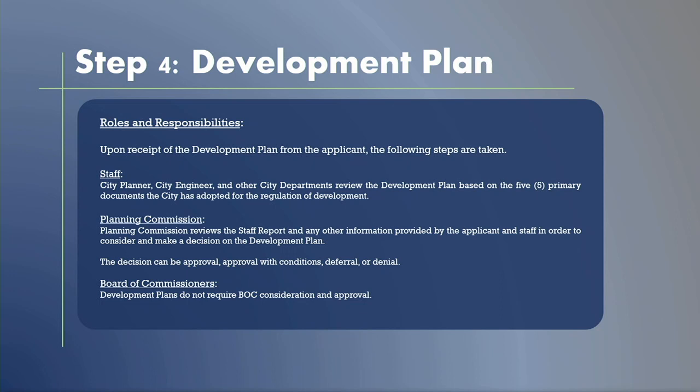We have a list of 10 items that determine if it's minor or major? That's correct. Where are those? It's in the zoning ordinance, and I think it's in Article, yeah, Section 10.